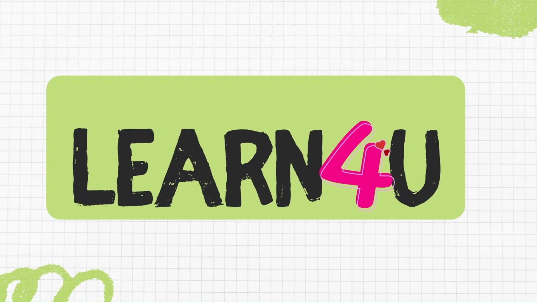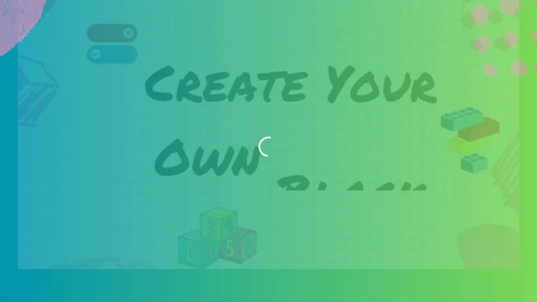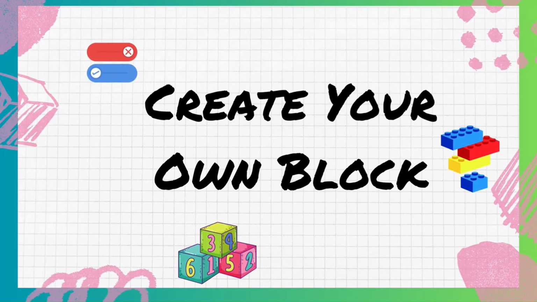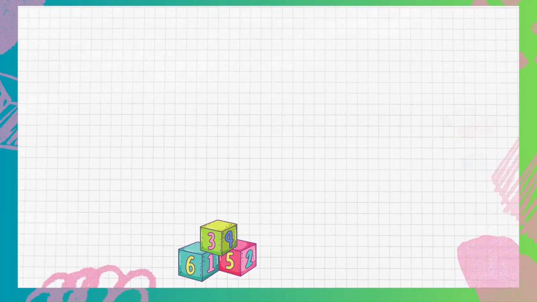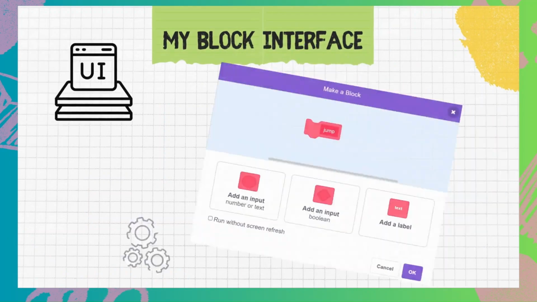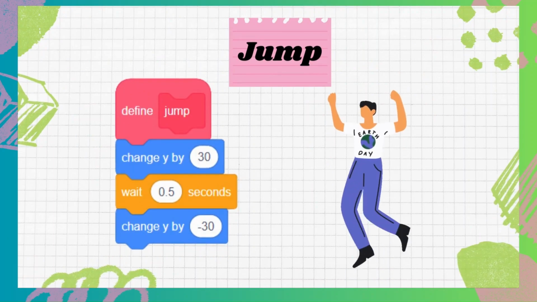So, till now, we have covered all our blocks, right? Before moving ahead, let's have a recap of what we did in our previous video. Basically, we talked about how we can create our own blocks using My Blocks. They are the custom blocks. Then I showed you the interface of making these blocks, and we also created a jumping code.